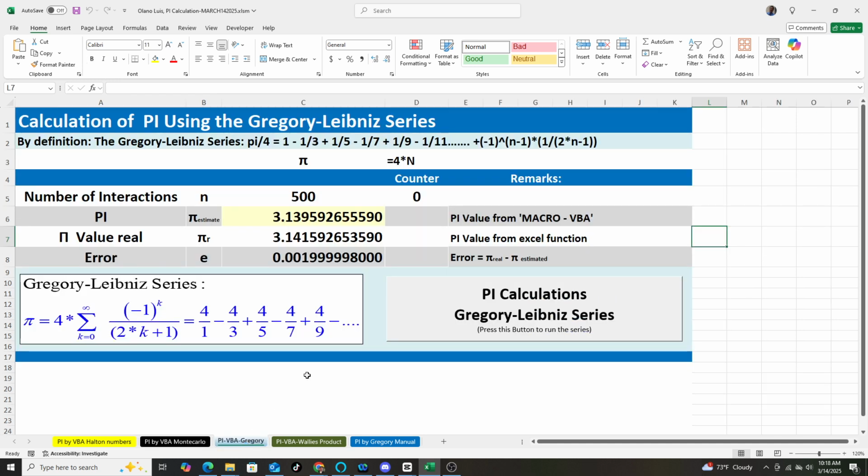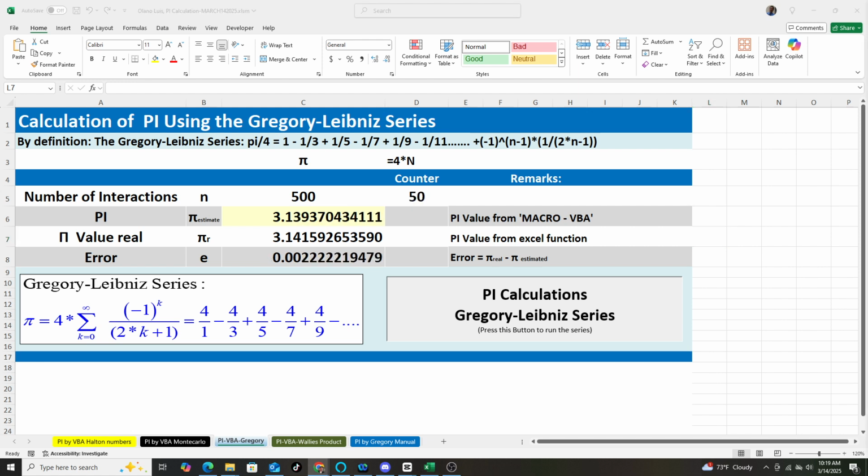The other method is fractions, with plus and minus. It's the Gregory-Leibniz series. You can see the denominator is increasing by 2, minus, plus, minus, plus. The numerator is 1, but here it is multiplied by 4 in order to calculate pi, because the original formula is pi divided by 4. Let me show you how it works. It's very close to 3.14.